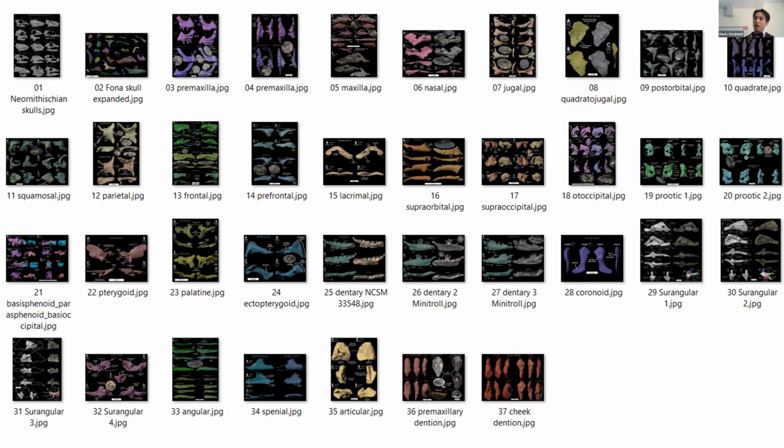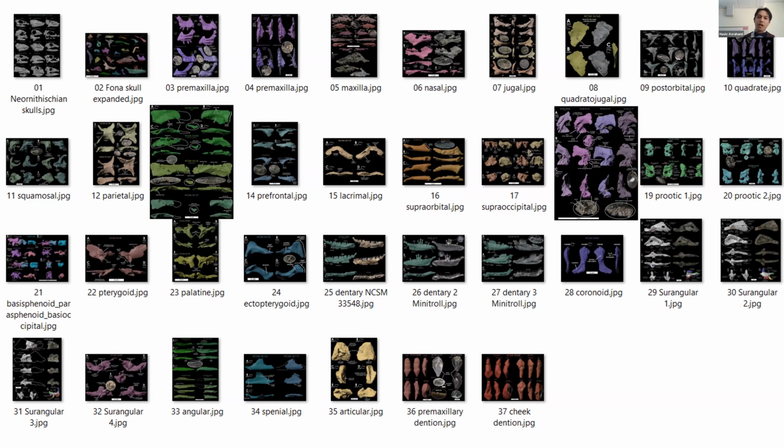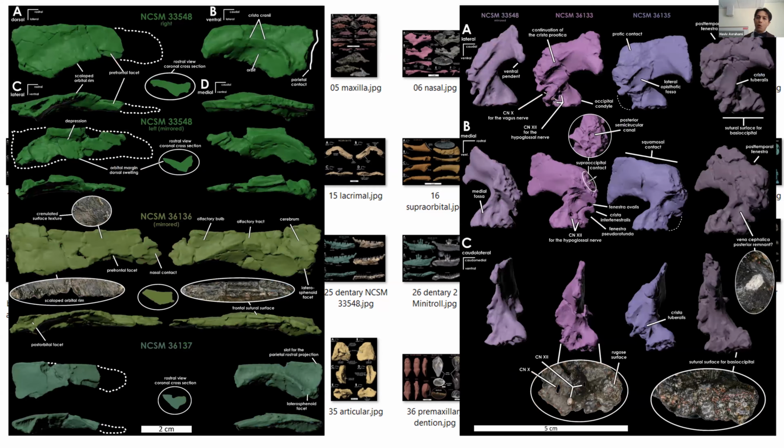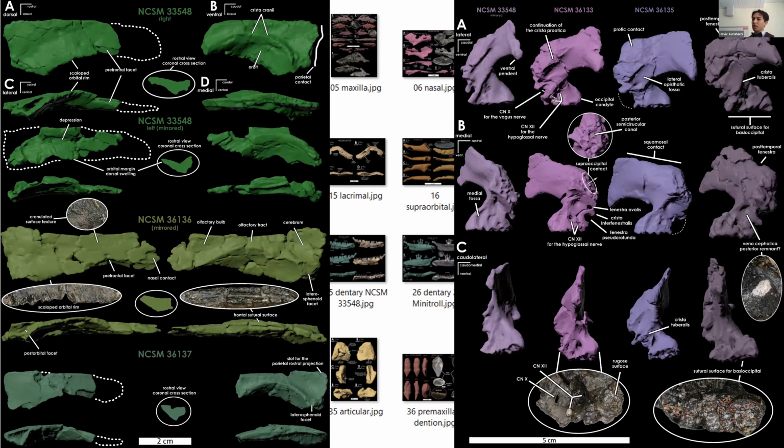Now here's a screen grab of that upcoming publication for each of those skull bones from multiple individuals. And if we zoom in here, we can see that there are multiple exemplars of the same type of bone.